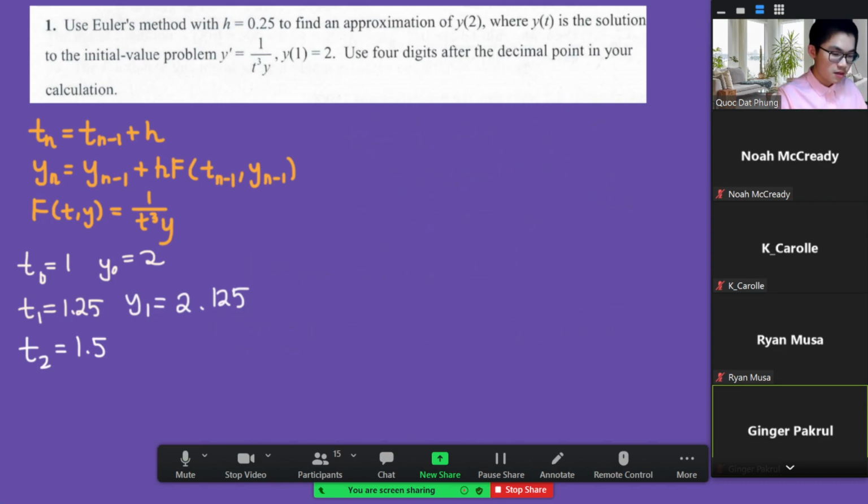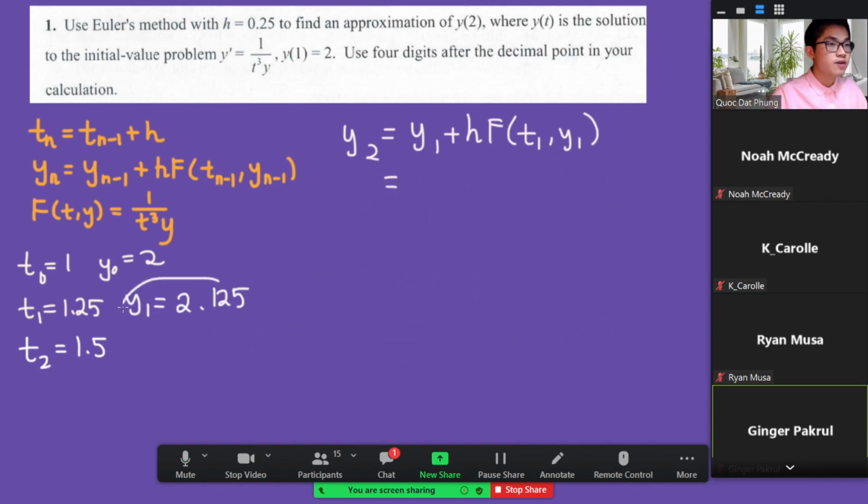Now, how about y2? Well, y2 is equal to y1 plus h times f(t1, y1), and that comes from this formula right here. So y1, from this fact, we get 2.125 plus h, which is 0.25, times f(t1, y1). Now we have to find this, and we're going to use y prime.